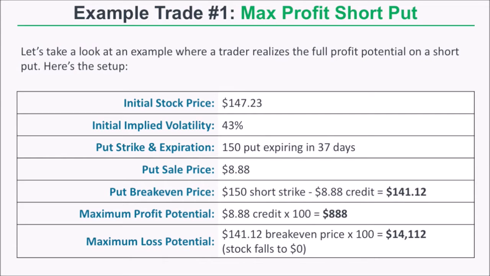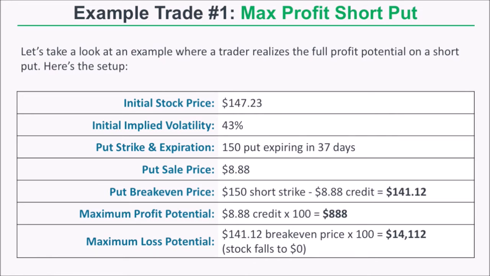The maximum loss potential, as I said before, is a very, very rare scenario because this particular company would need to go out of business in the next 37 days. So that's not likely. Just understand that the maximum loss potential when selling puts is very, very rare, but of course it can happen.